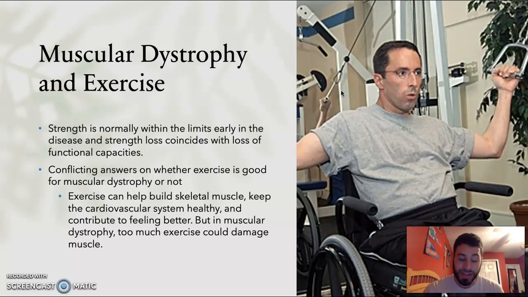But in muscular dystrophy, too much exercise could damage the muscle. Also, if a patient did an exercise without the proper form, it could end up in an injury. And it's much more difficult for people with muscular dystrophy to come back from that because their muscles are already weakened.